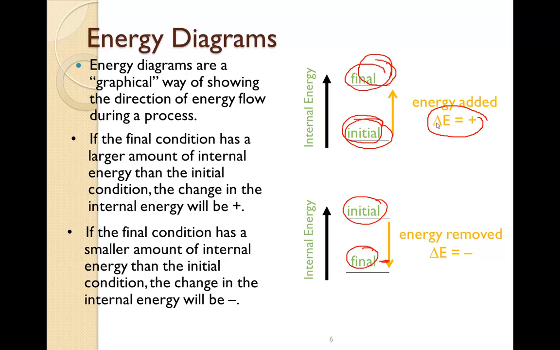So we're talking about the internal energy of the system. If the energy goes up in the system itself, it had to come from somewhere, so it's coming from the surroundings. However, if delta E is negative, the final condition has a smaller amount of energy than the initial condition, meaning that the system gave off energy in the process.